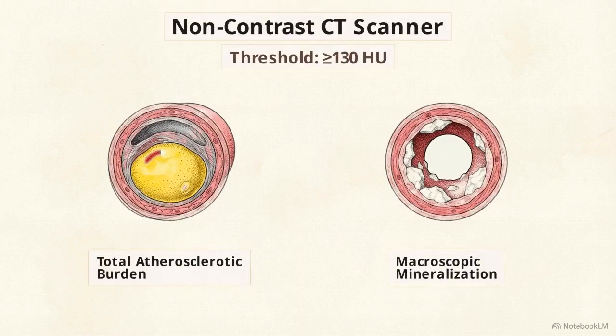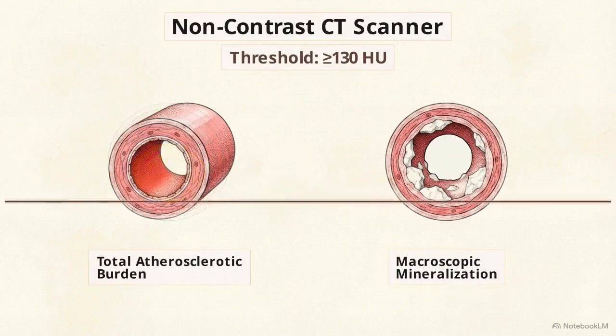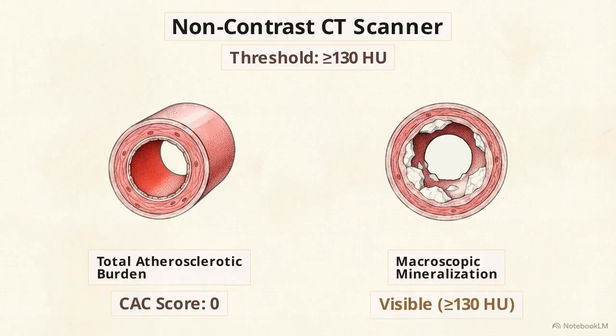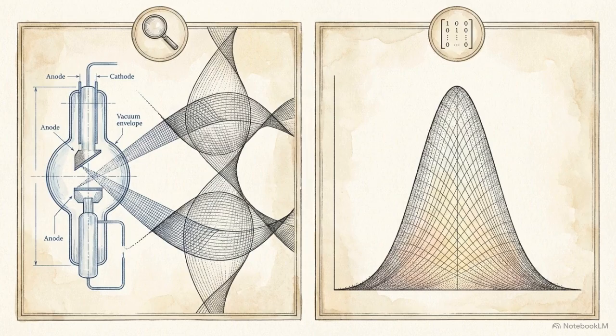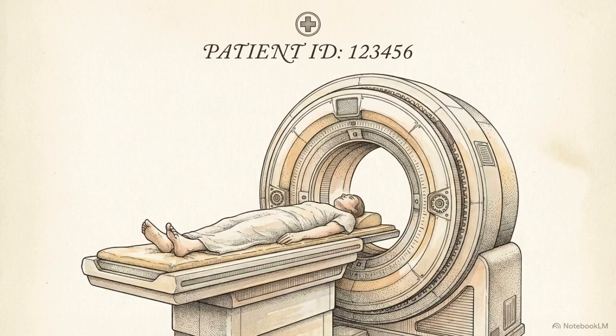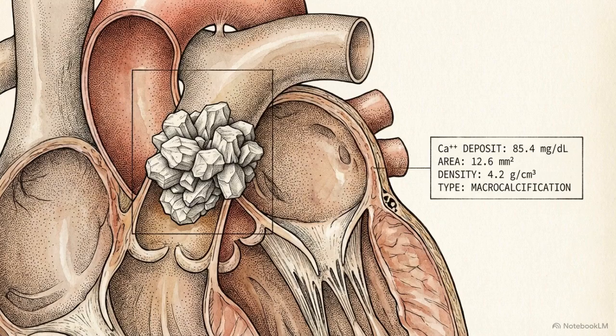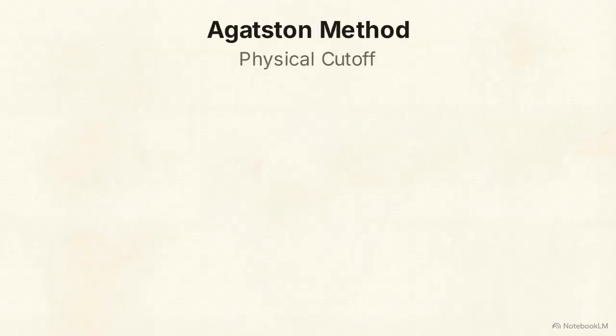Non-contrast CT imaging captures macroscopic mineralization, but it does not account for the total burden of atherosclerosis. The true value of the score is governed by the limits of imaging physics and the rules of Bayesian probability. Standard calcium scoring uses the Agatston Method, which relies on non-contrast, ECG-gated CT scans. The score is calculated by measuring the area of a calcified lesion and multiplying it by its density. This method operates on a strict physical cutoff.